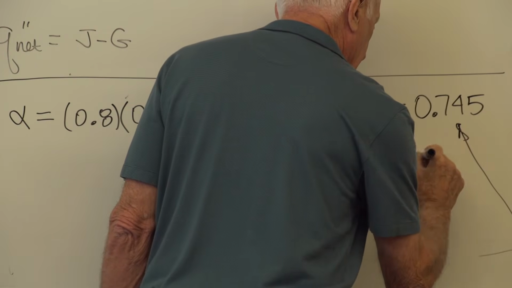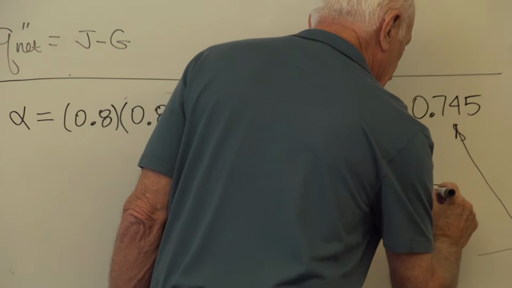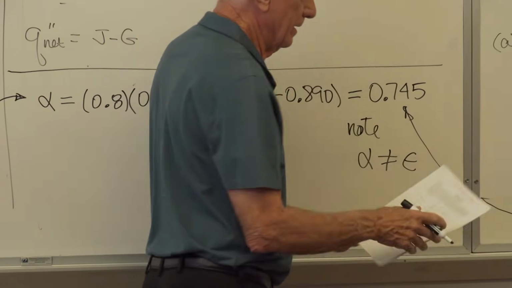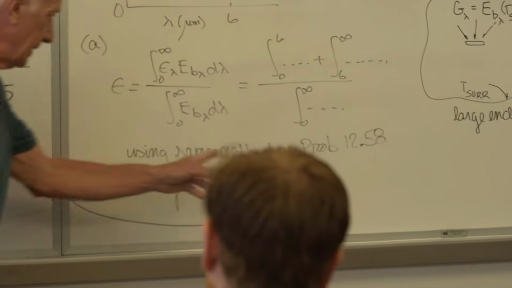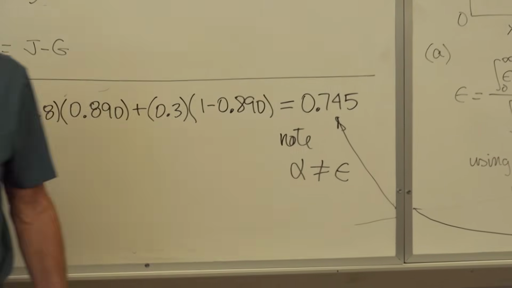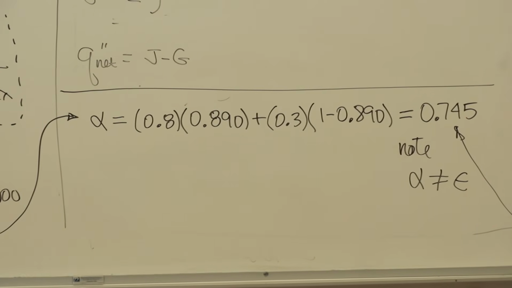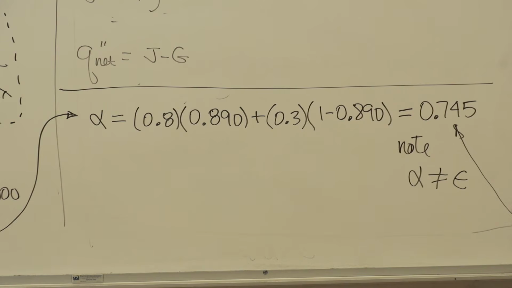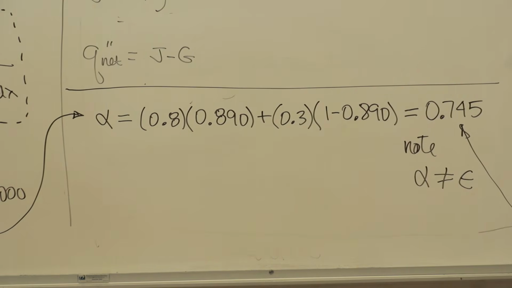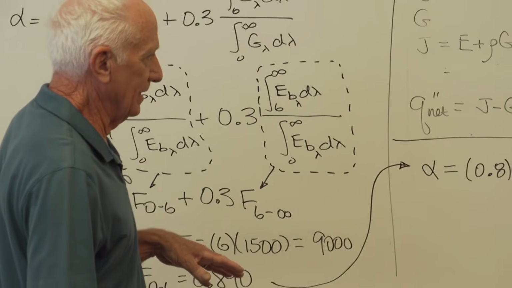Note, alpha is not equal to epsilon. Epsilon 0.669, alpha 0.745. Why not? Because the problem didn't say gray surface. The problem said diffuse surface. For a diffuse surface, alpha lambda equals epsilon lambda, but not alpha equals epsilon.